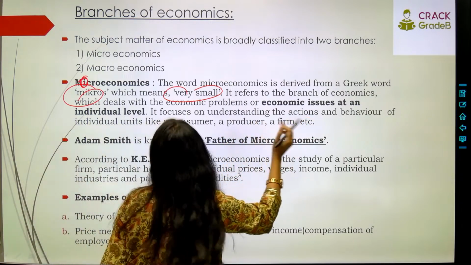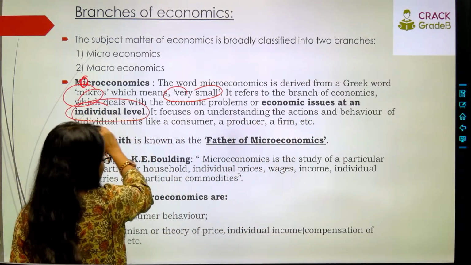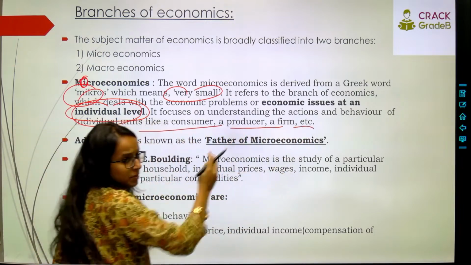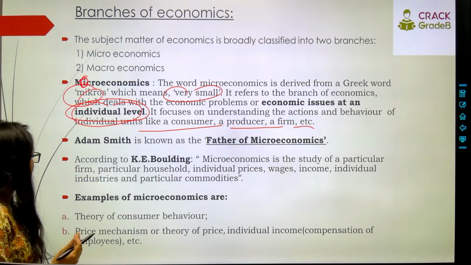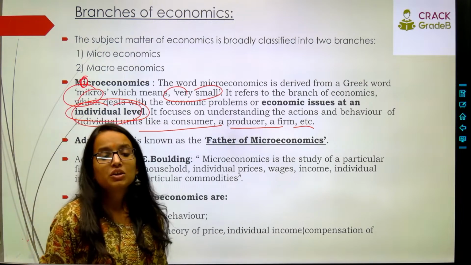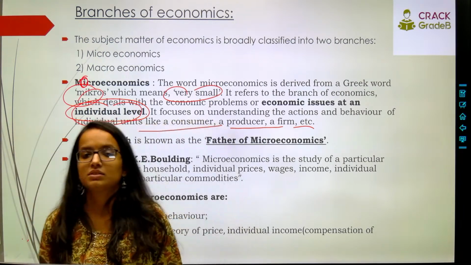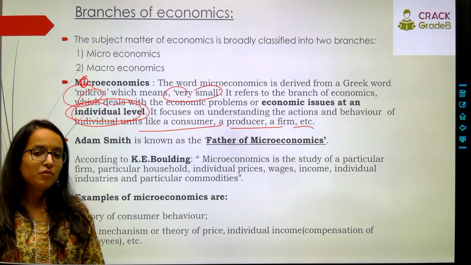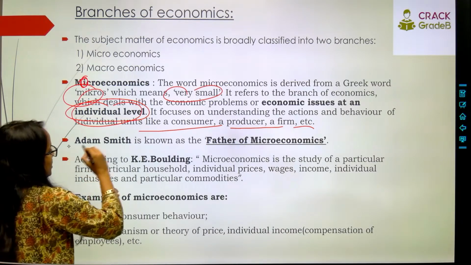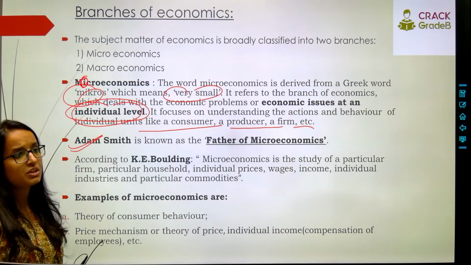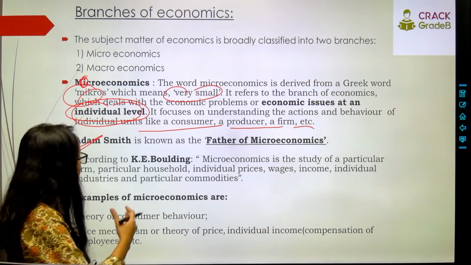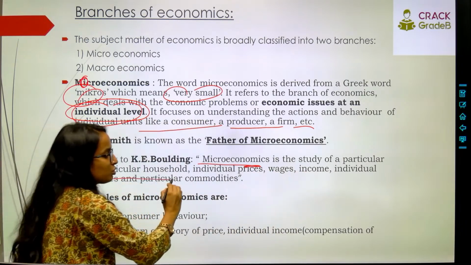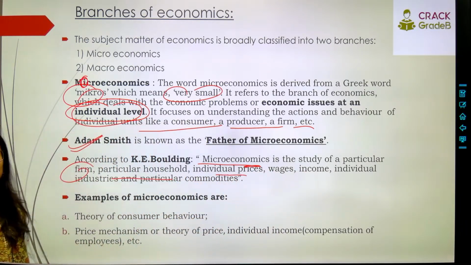So it deals with economic issues at an individual level. For example, how a consumer, producer or firm reacts to something. Then if we talk about the father of microeconomics, Adam Smith is also known as the father of microeconomics. So the father of economics as well as the father of microeconomics is Adam Smith. Then there is the famous economist K.E. Boulding. According to him, microeconomics is the study of particular firm, particular household, individual prices, wages, income, etc.